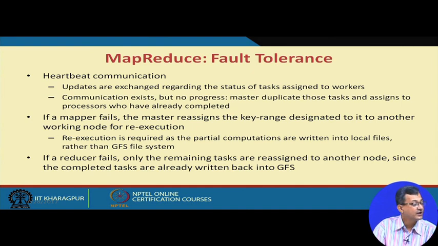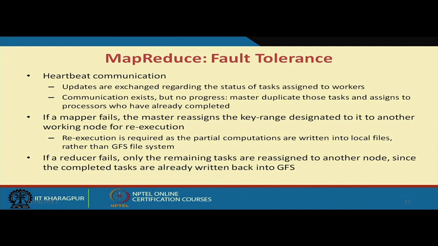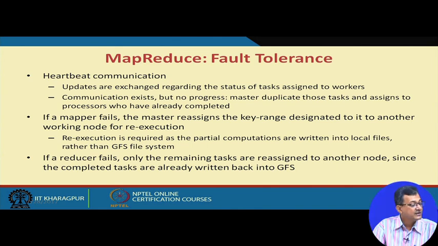The MapReduce model is fault tolerant. There are different ways to look at it. One is the heartbeat message. Every particular time period, it says whether it is alive. If communication exists but there is no progress, the master duplicates those tasks and assigns them to a processor that has already completed its work or to some free processor.